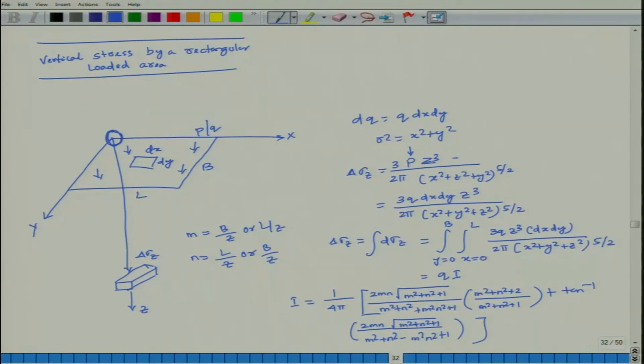Now, come to the next topic, the increase in stress by the approximate stress distribution method.